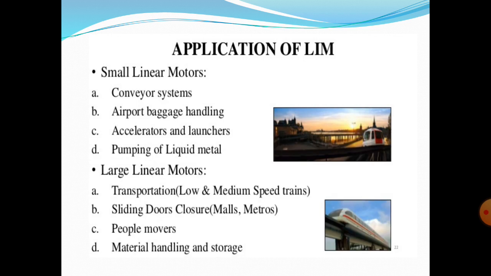And the next one is applications. There are two different types of applications available: small linear motors and large linear motors. Small linear motors are used in conveyor systems, airport baggage handling, accelerators and launchers, and pumping liquid metals. Large linear motors, that means high-speed linear motors, are used in transportation, low and medium speed trains, sliding door closers, malls and metros.